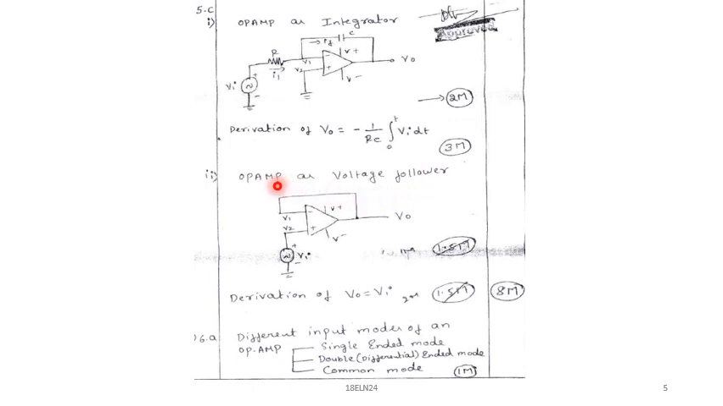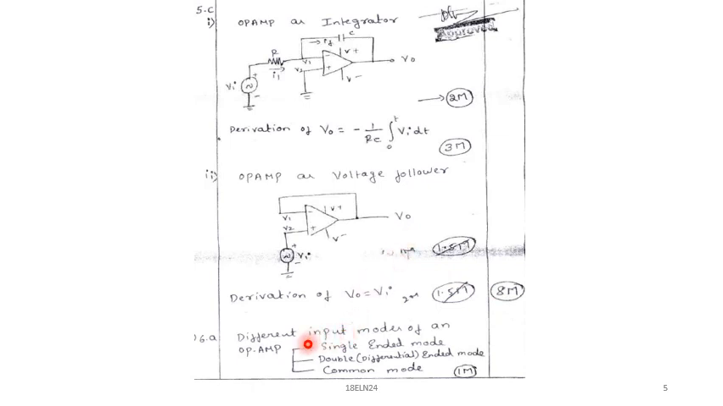Then one more, they asked voltage follower. For the voltage follower, the circuit diagram is 1 mark, and the derivation, that is V0 is equal to Vi, 2 marks. So it is 3. The integrator is 5 marks and the voltage follower 3 marks. Total it is 5 plus 3, so 8 marks. So that was about 5c.